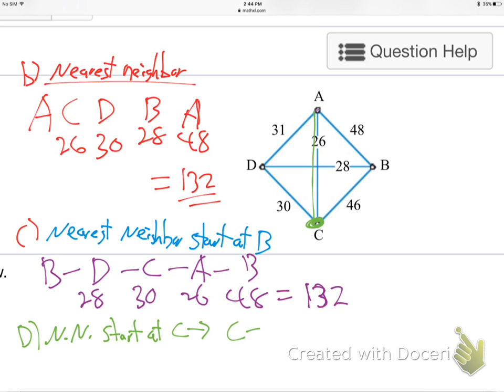It'd be A for 26. And then from A, it'd be what? I guess the D for 31. Okay, I'm here now, right? And at this point, there's only one city left I haven't been to. So I have no choice. I got to go to city B for 28, and I got to go home. Home is back to C for 46.